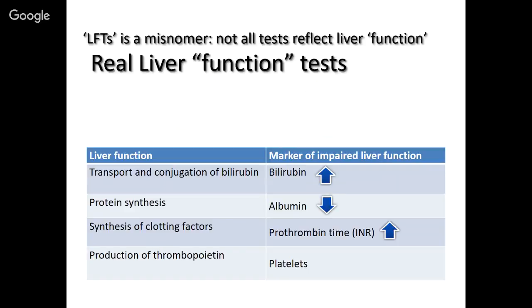We would see, because the liver isn't making clotting factors, an increase in the time it takes to clot, the prothrombin time, or that part of the coagulation system. And because the liver actually produces thrombopoietin, we may see a decrease in platelets. And these are some of the things that we may see when the liver is truly not working or failing. And that's the true liver function test.